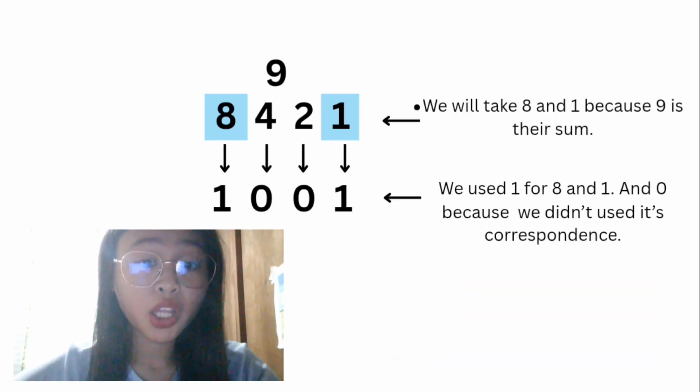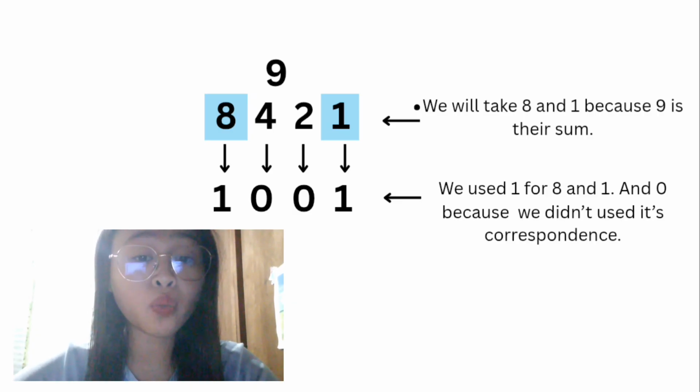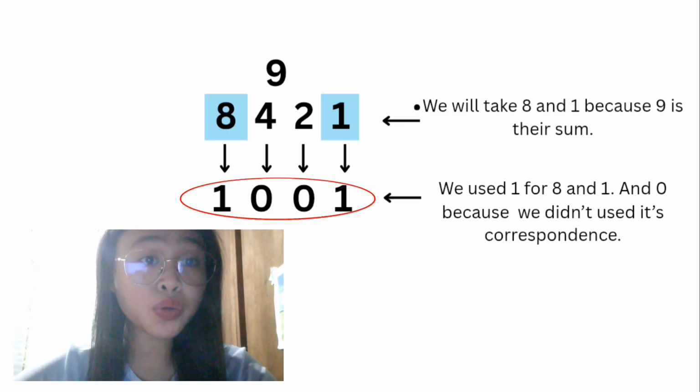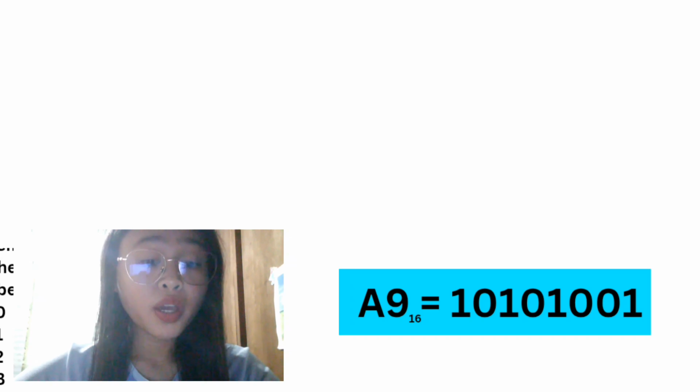The 9 digit, we will also use the decimal values of binary system, which are the 8, 4, 2, and 1. We will take 8 and 1 because 9 is their sum. We used 1 for 8 and 1 and 0 because we didn't use its correspondence, which is 4 and 2. So now we have 1, 0, 0, 1. So A9 in base 16 is 1, 0, 1, 0, 1, 0, 0, 1. It's the binary number system.